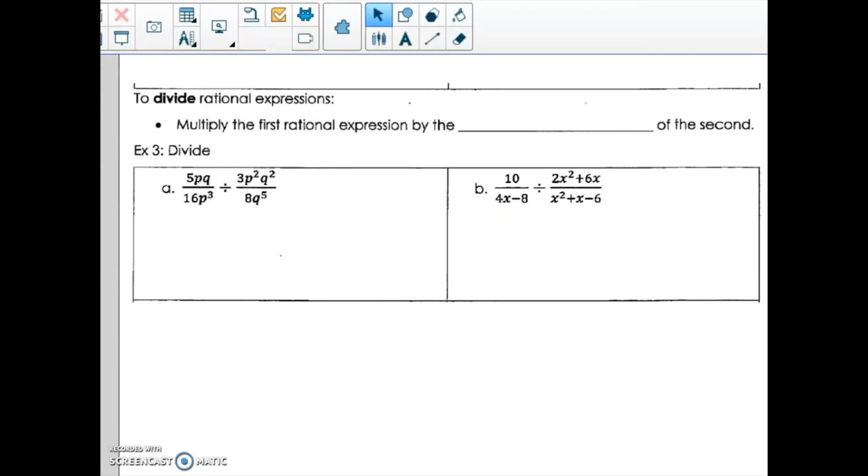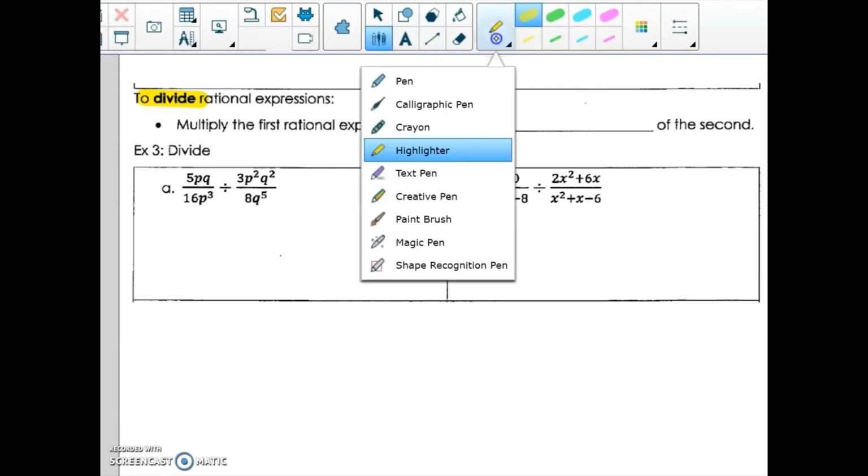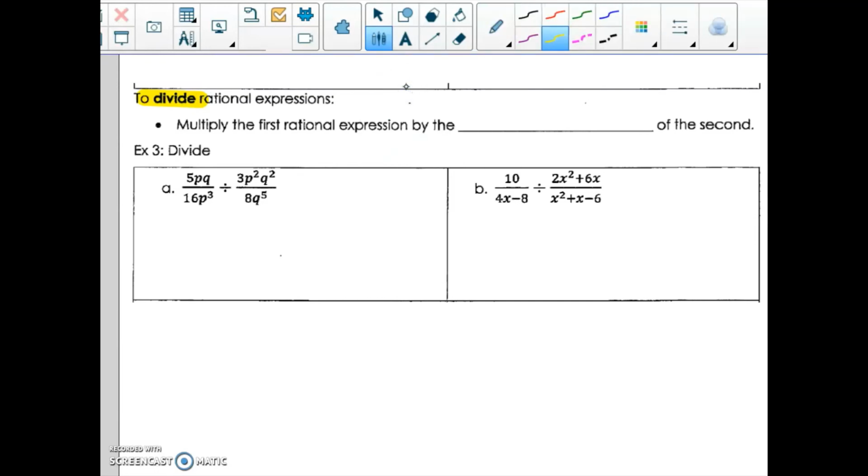Our last topic is to divide the rational expressions. So we're on division now. So what we're going to do to divide the rational expressions is we're going to multiply by what's called the reciprocal of the second fraction.